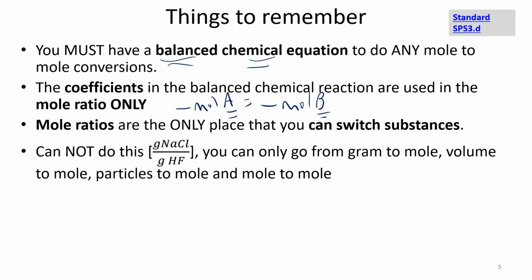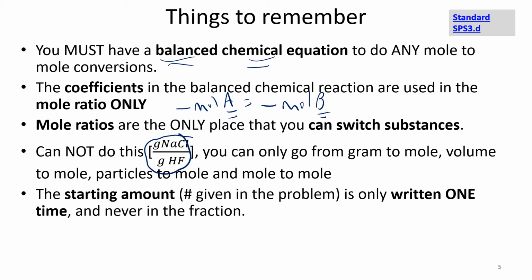As you're doing these conversions, you only switch one thing at a time. So there's no way that you can switch from grams of one substance to grams of a different substance. You have to go through the whole 3 steps. I can't go from particles of hydrofluoric acid to grams of sodium chloride because I'm switching 2 different things at the same time. And also, whatever your given number, that starting amount in the problem, is only ever written one time. And it always goes at the beginning. It drives the rest of your conversions. It lets you know how you're going to set up everything else.